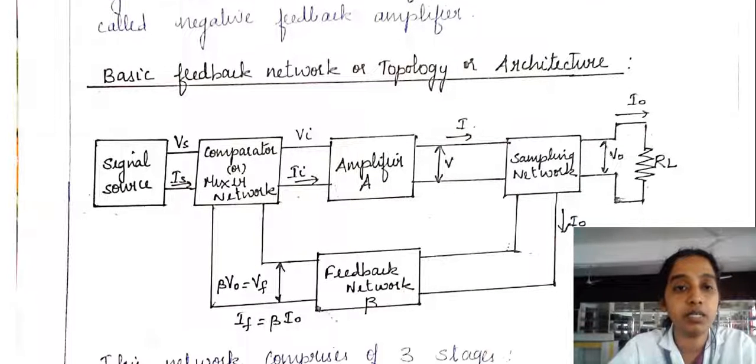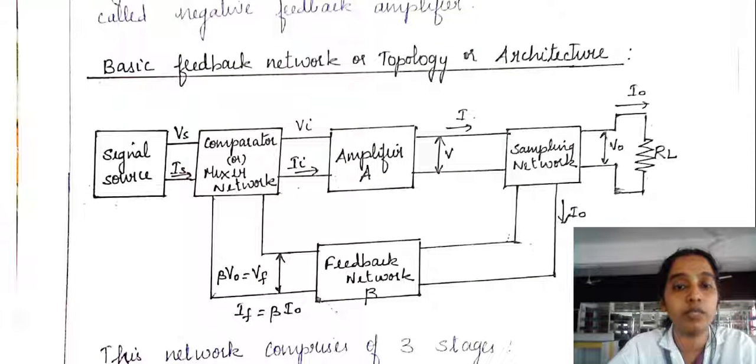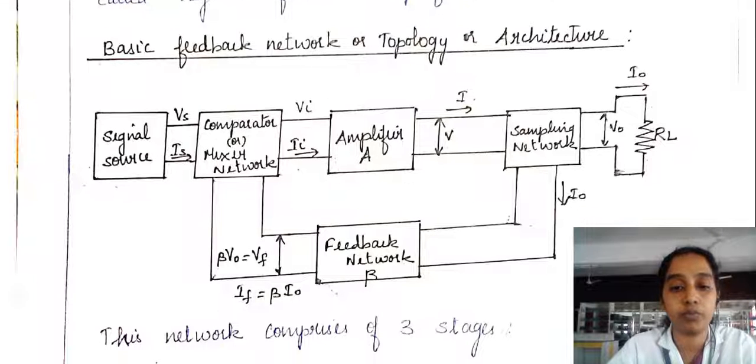This is the general block diagram of the basic feedback network. So we have a signal source, we have a mixer network which combines or mixes the input signal with the feedback signal. Both the signals are being sent to the amplifier and the amplifier output is sampled. Part of the sample is being sent as a feedback and the remaining we get as the output.